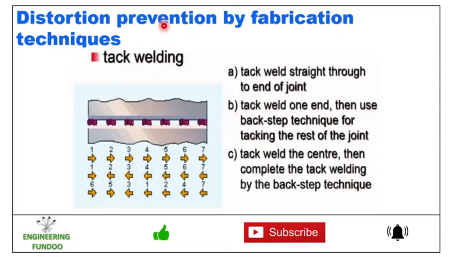Then we have distortion prevention by fabrication technique. We have tack welding. We tack weld straight through to the end of the joint, and then we can do welding like this: first tack, then second tack, third tack, fourth tack. Similarly we can go up to the end, then we can come back again. So this is called tack weld one end, then use the backstep technique for tacking the rest of the joint. So you go along the length and come back along the length, then tack weld the center, and then complete the tack welding by a backstep technique. That is also one of the techniques.